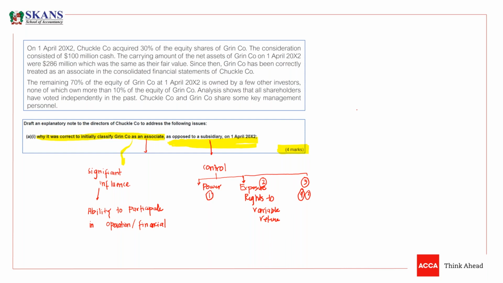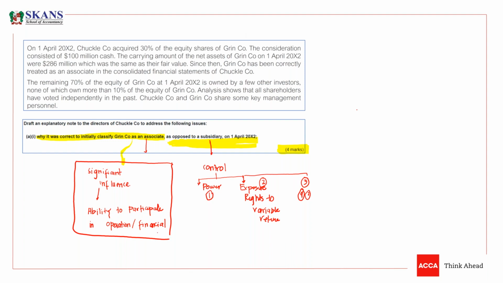So if you are going to conclude that this company is an associate, you have to prove that we have significant influence over this company, and we don't have control. If you are not mentioning that we don't have control, you are losing easy marks available in the exam, and you can't afford to lose these easy marks. So this is the basic thing that you should have in your mind while answering this question.